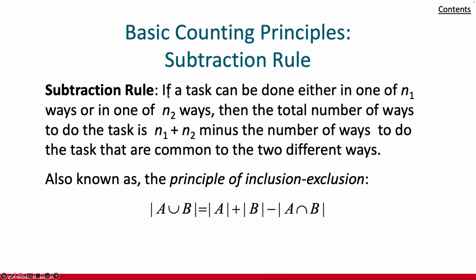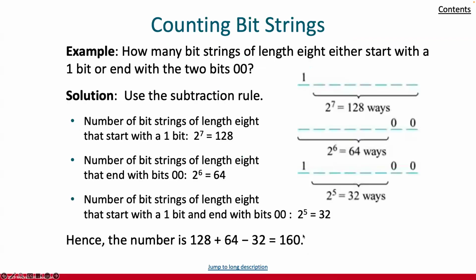Now we have the subtraction rule. If a task can be done either in one of n1 ways or in one of n2 ways, then the total number of ways to do the task is n1 plus n2 minus the number of ways to do the task that are in common between them. We can put that in set notation here, which with our Venn diagrams that we covered before, you can interpret maybe a little bit easier. All the things that A can do, all the things that B can do, but you need to subtract the things that are in common, and that's how we get that.